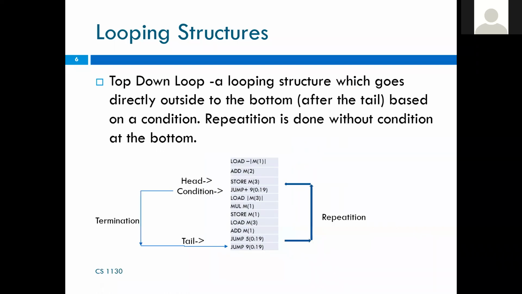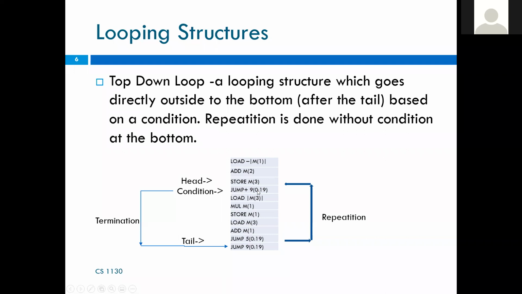So this jump plus 9 is good. It will only jump to 9 if the value stored in M3 is non-negative, meaning 0 or above. If it's 0 or above, the jump activates. If it's negative, it won't jump and will continue through the body. Okay, do you follow?